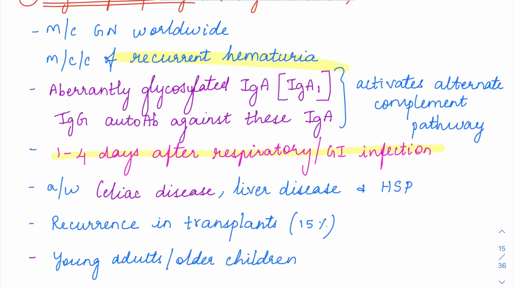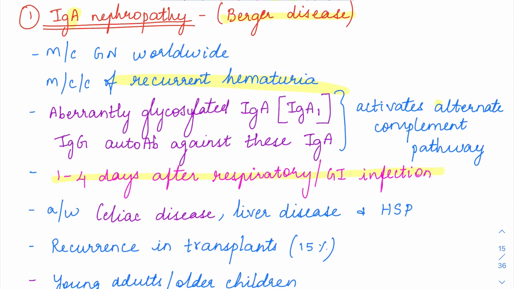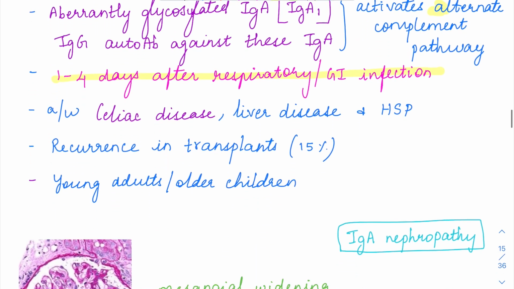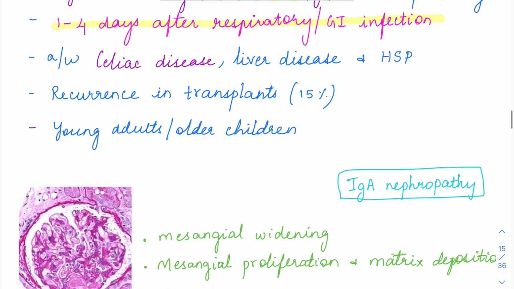So A stands for A, IgA nephropathy, and the alternate complement pathway is going to be activated. What is actually happening here? Suppose this is the IgA immunoglobulin, especially the IgA1 isoform. This is the hinge region. Against this hinge region, autoantibodies of the IgG class are going to be directed. That is going to result in some aberrance of the alternate complement pathway.